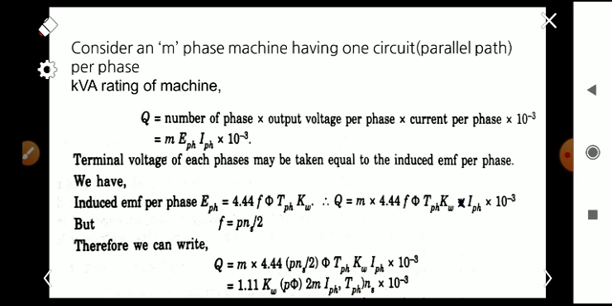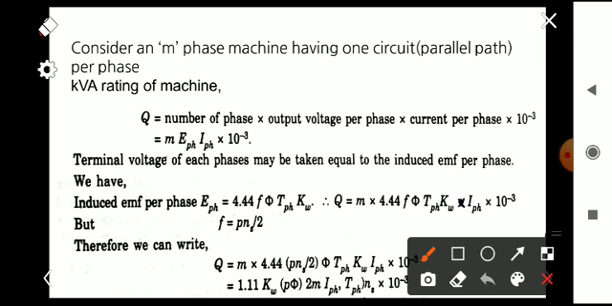So we are substituting the equation for E phase in the equation of Q. Q becomes M into, instead of E phase, 4.44 f phi T phase into kW into I phase into 10 raised to minus 3. And in that we are going to substitute the value of f as P ns by 2.